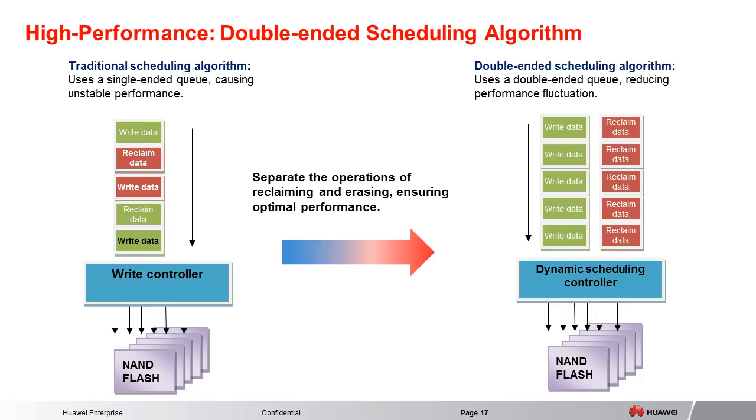The traditional way is you write data, then you reclaim data, write data, reclaim data. It's kind of sequential. So you bring in the write data, and you have to wait for the reclaimed data. That really slows down the write controller. One of the reasons we have great write performance as well is because we do it with a double-ended scheduling algorithm, so it works in parallel. You write the data, then you have the reclaim in parallel with it. So the write data doesn't have to wait for the reclaim data to take place. It's basically part of our dynamic scheduling on our controller. This is a phenomenal technology.